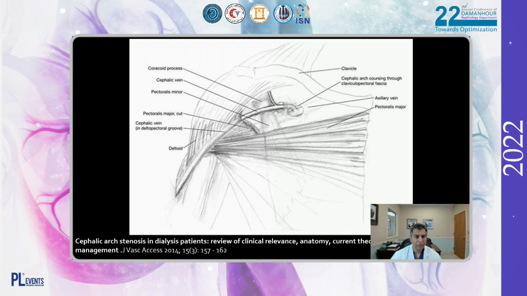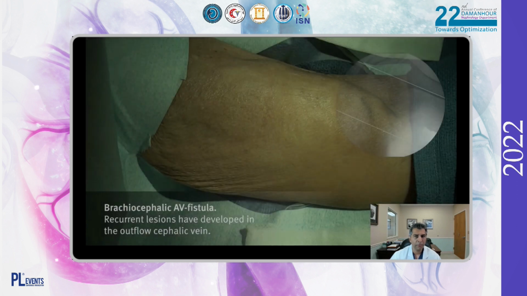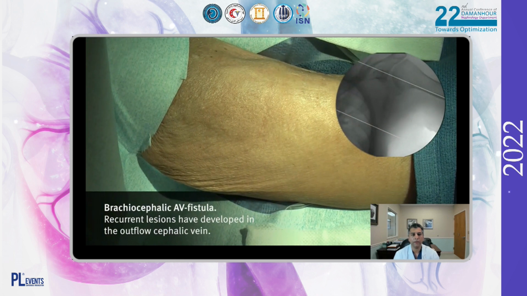And here's kind of the anatomy there, and you can see here where the vein passes through the layers of the muscle going into the thorax. This is an area where we sometimes get some compression of the vein and stenosis development. In this video here, I'll walk you through how we basically place a stent graft for a patient.